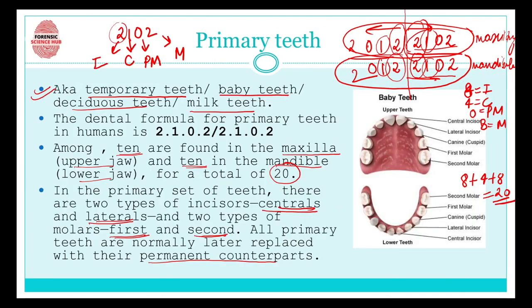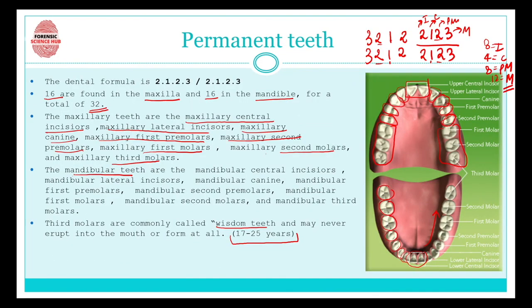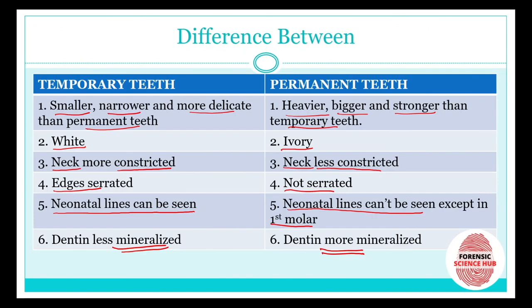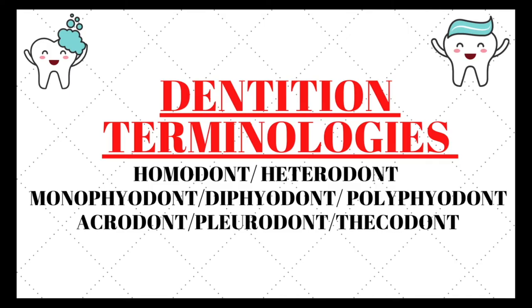We understood what primary teeth are. The dental formula is 2102. The permanent teeth have a dental formula of 2123. Here are a few differences. So this was about a few dental terminologies. What is homodont, heterodont, monophyodont, diphyodont, polyphyodont, acrodont, pleurodont, thecodont? What are all these terms? That will be discussed in this video.